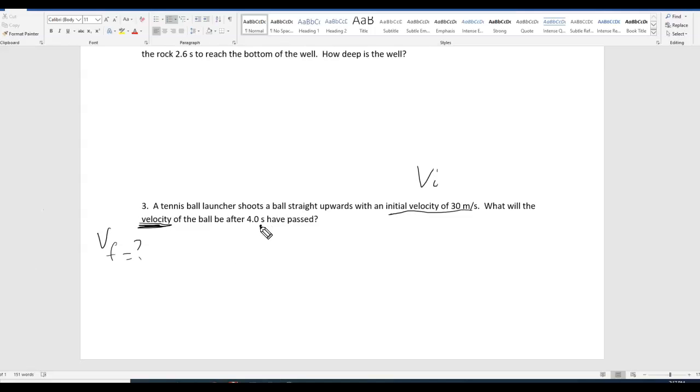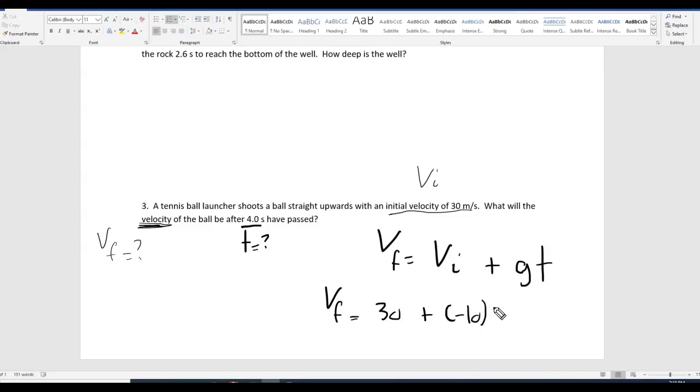And they give us 4.0 seconds, and so that's time. So that means that I want to use the equation that has v final, v initial, t, and g. Remember, g is the acceleration due to gravity. Okay, so here's my equation. I'm looking for v final. V initial is 30 plus negative 10 times t.